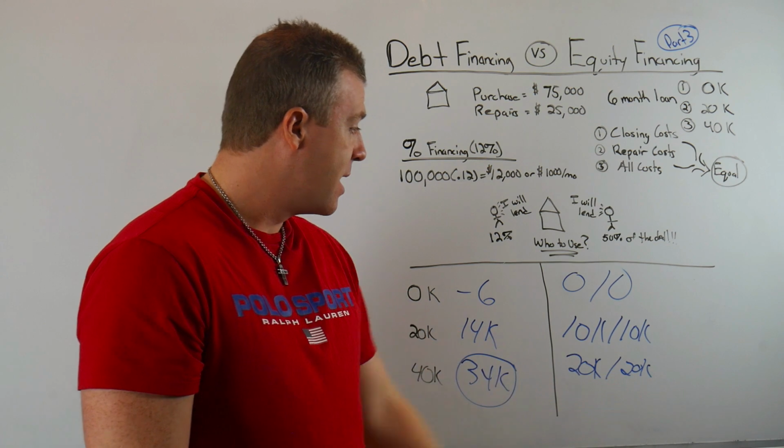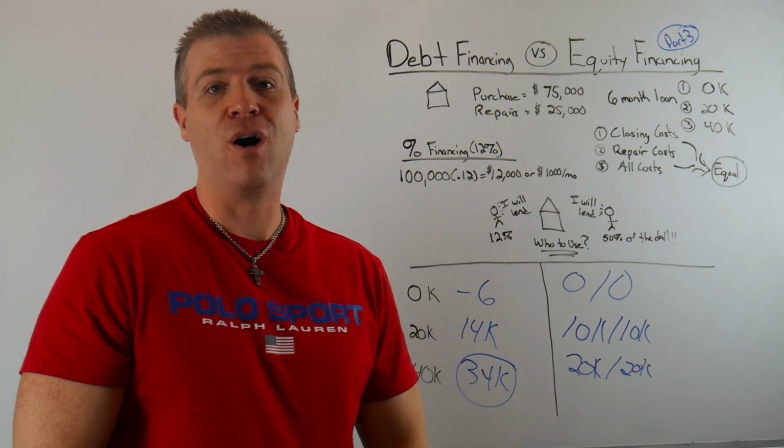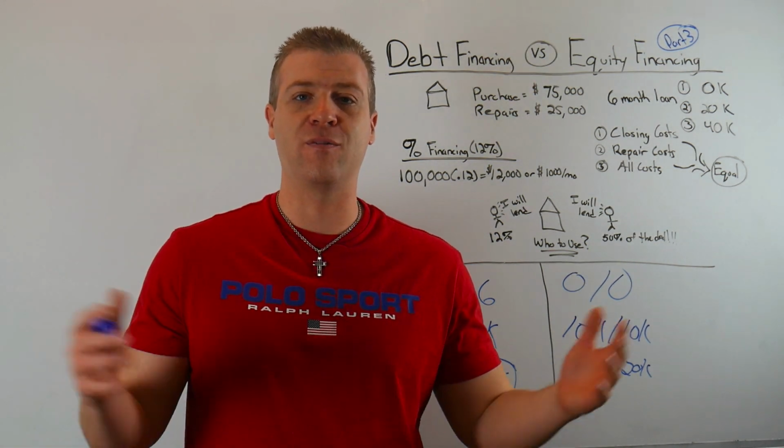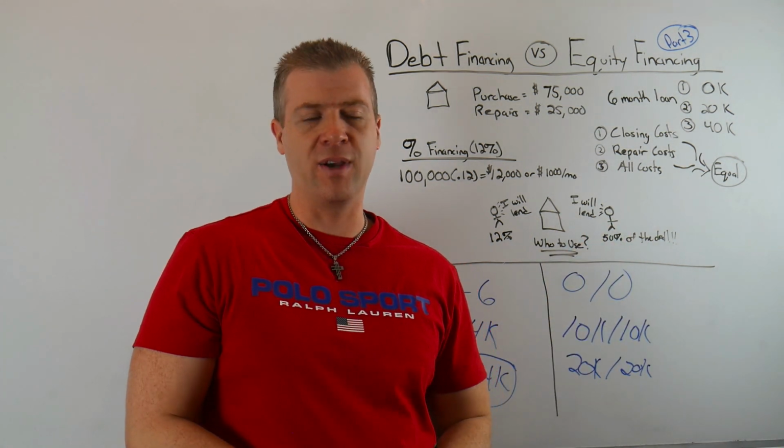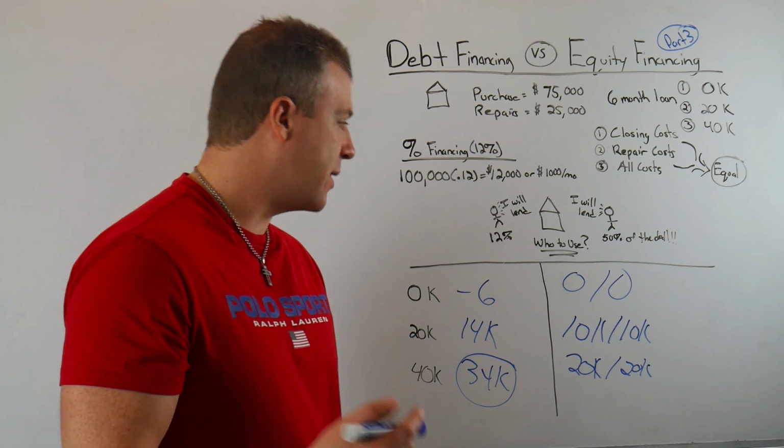Now look at this. They're getting 20K on their $100,000 loan for a 6-month period. That's 20% on a 6-month loan on 100K, if that makes sense. I don't know if I said that right, but you guys get what I'm saying.